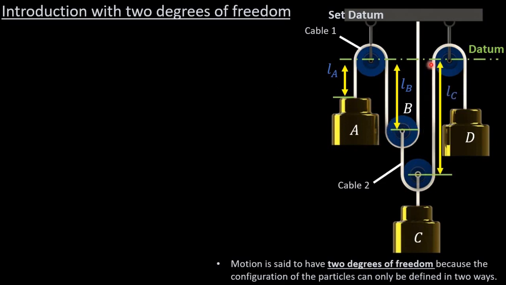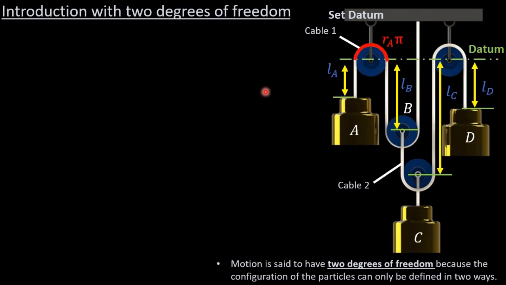And I've got this variable length L sub C, which is the length from the datum to the pulley attached to particle C. Okay, so that is going to the center of that pulley. And I can also rewrite this length as L sub D, which is the variable length of this cable attached to particle D from the datum. So these are all the variable lengths.